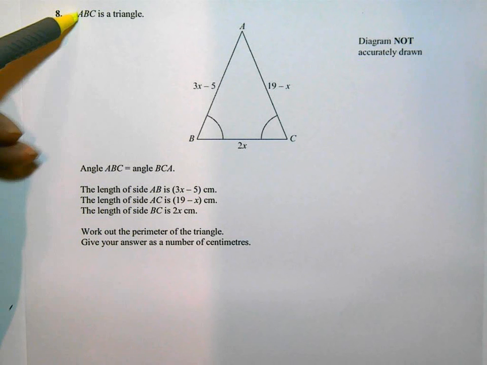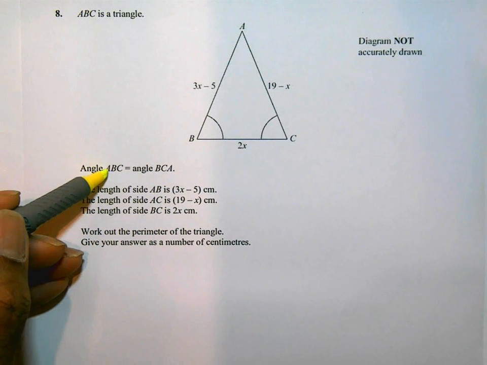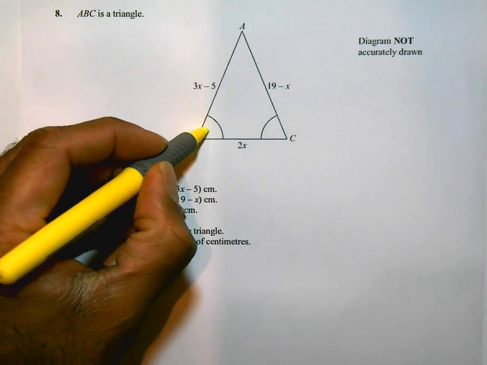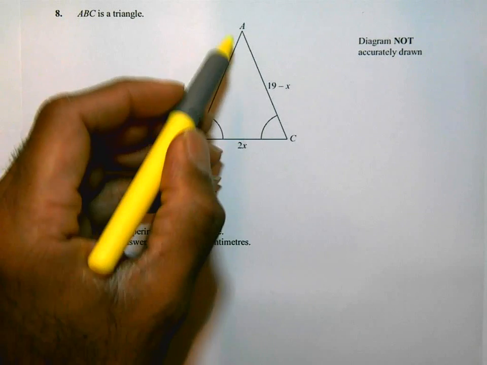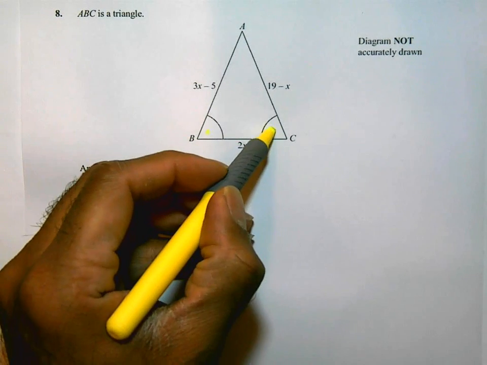It says ABC is a triangle. Angle ABC, this angle here, is equal to angle BCA, so this angle here. So those two base angles are equal. As I'm doing this, I'm thinking, okay, this means that this is an isosceles triangle. I'll talk about what that means in a bit.